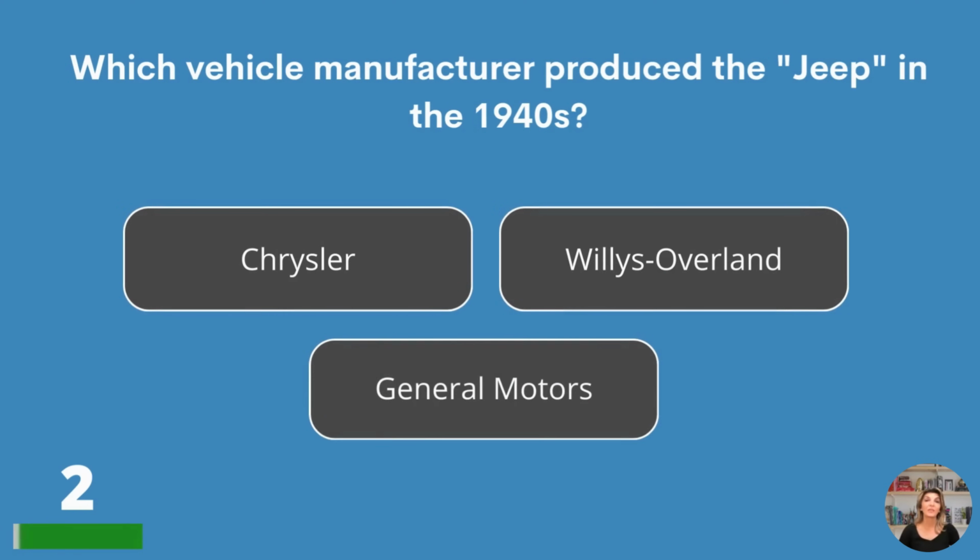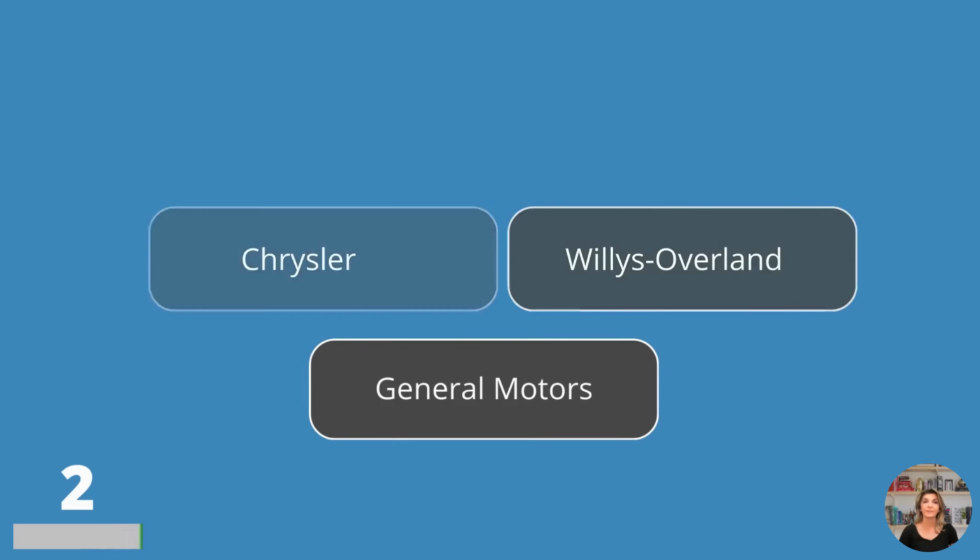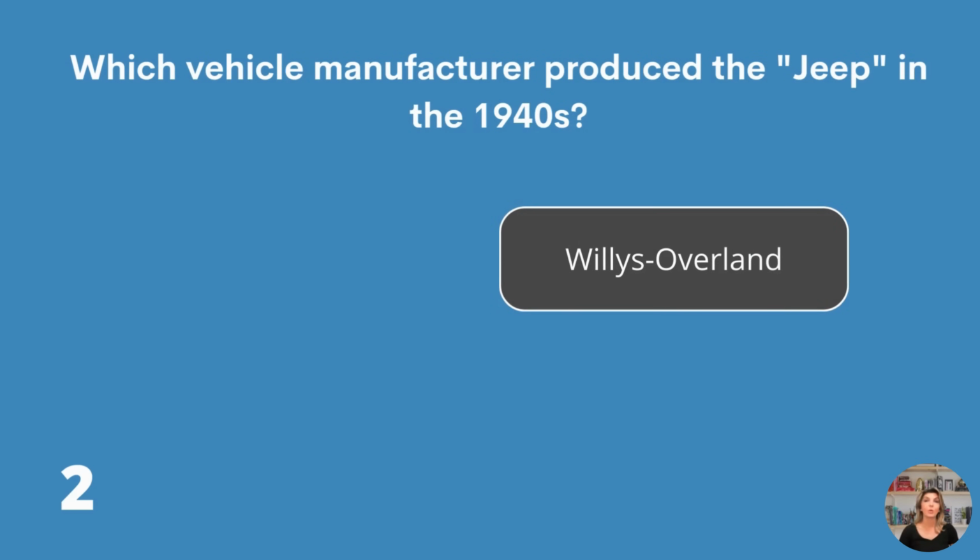Which vehicle manufacturer produced the Jeep in the 1940s? Chrysler, Willys Overland, or General Motors? Willys Overland.